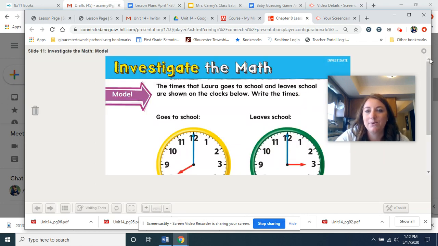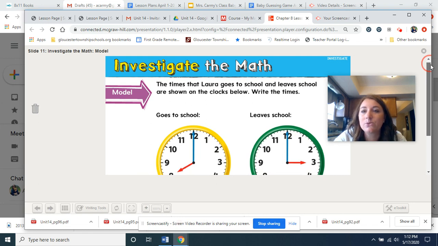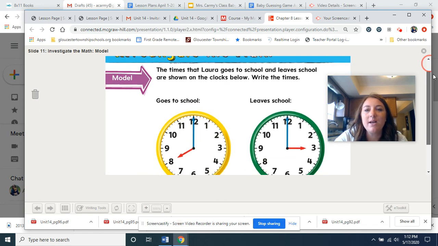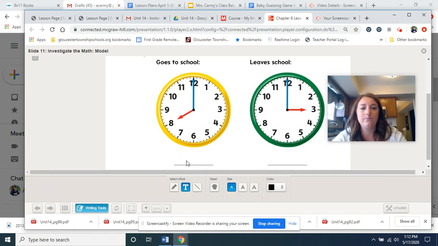All right, so now they're telling us about the times that Laura goes to school and leaves school, shown on the clocks below. Write the times. So she goes to school at, where is that little hour hand pointing at? The 8. And we already said that whenever the minute hand points at the 12, it means 0 minutes. So we're going to say that she goes to school at, oops.